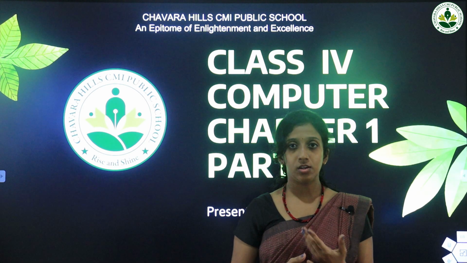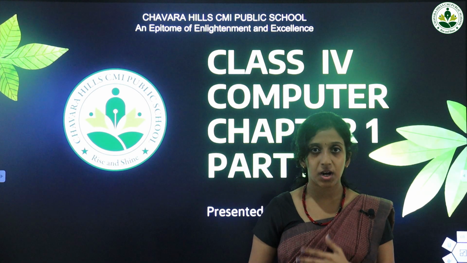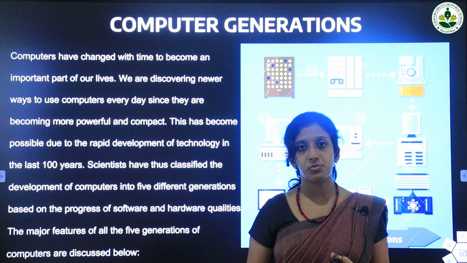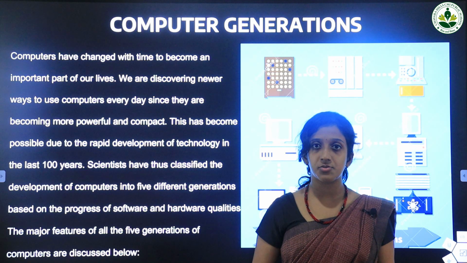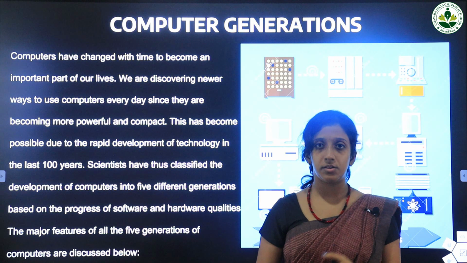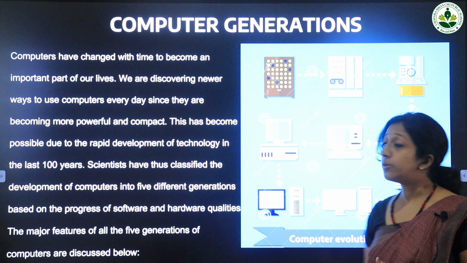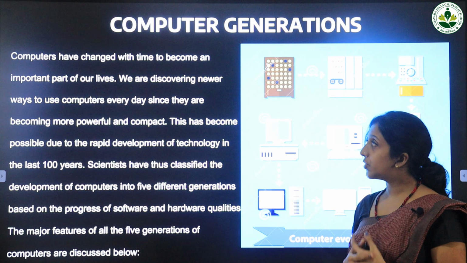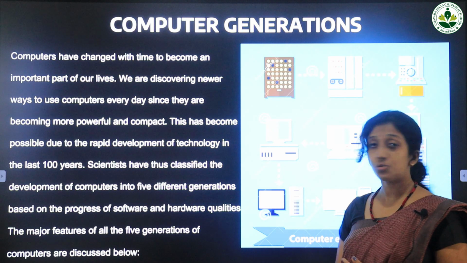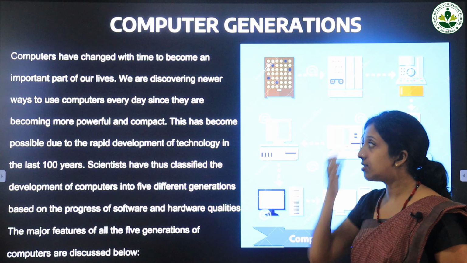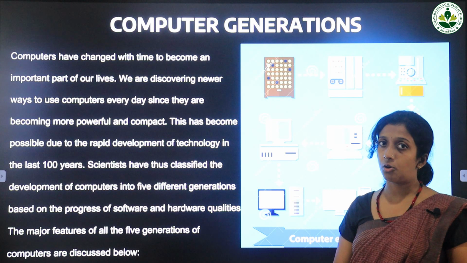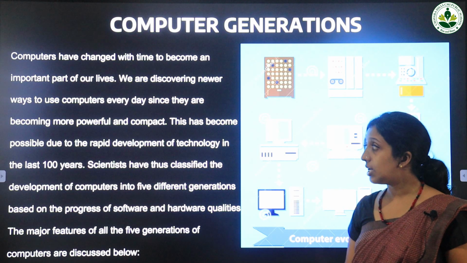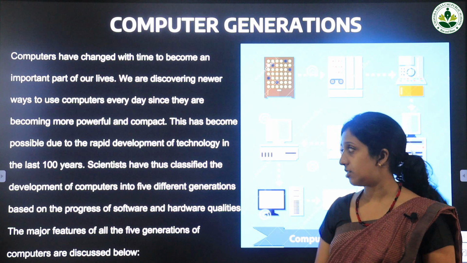Today we are going to continue our first chapter, that is part 3. In our first chapter we have discussed different types of computers, from the abacus to the smartphone. Computers have changed with time to become an important part of our lives. We are discovering newer ways to use computers every day since they are becoming more powerful and compact. This has become possible due to the rapid development of technology in the last 100 years.